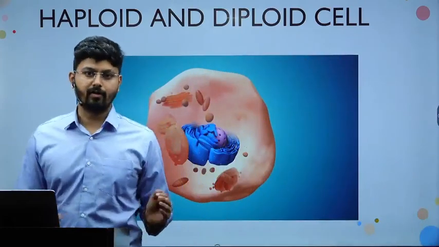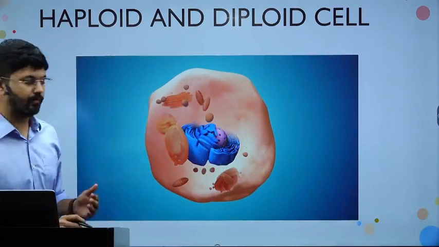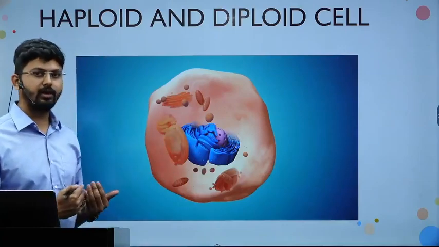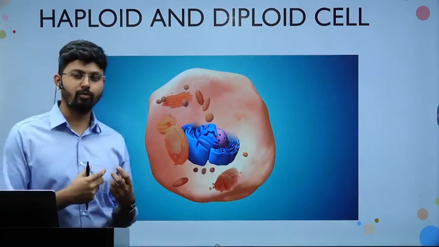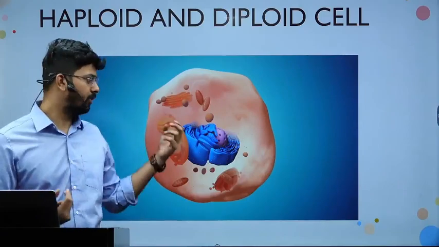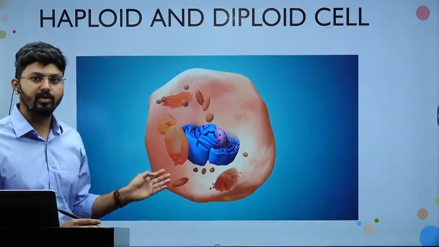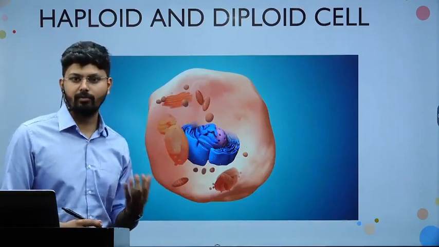So you have understood what a haploid cell and a diploid cell are. They are different in terms of the number of chromosome sets present. There are only 23 in the haploid cell, and in the diploid cell you have 46.